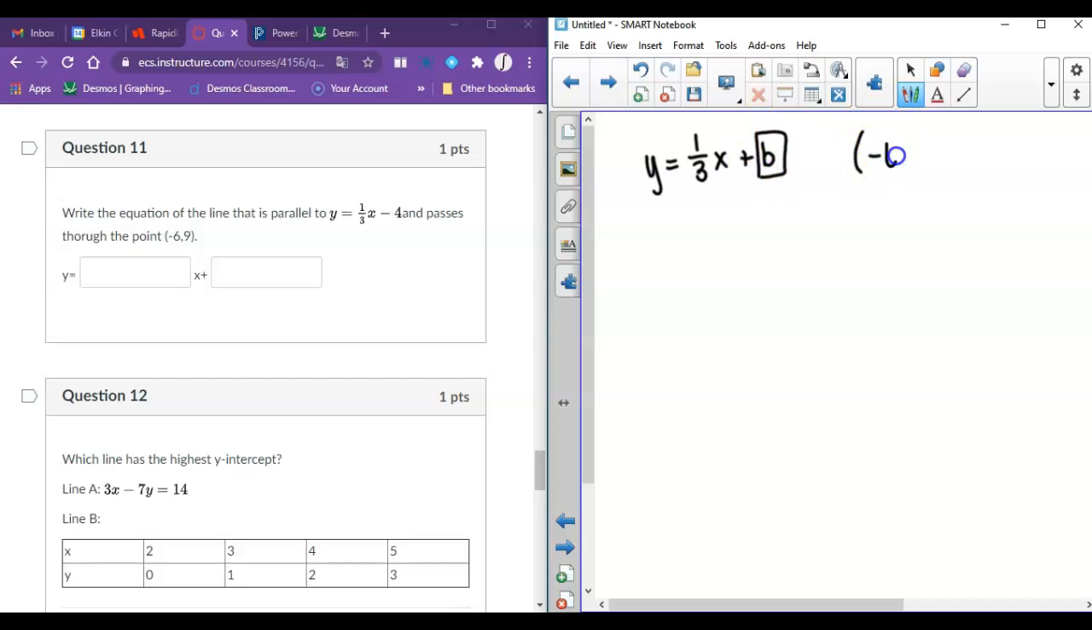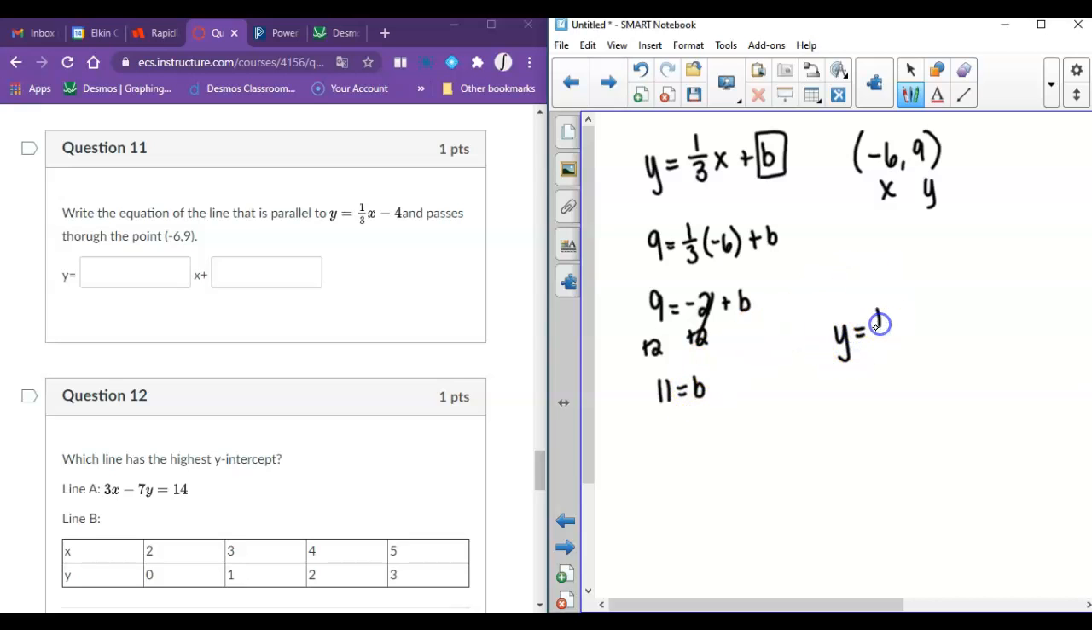So we're going to take our point, negative 6, 9, where negative 6 is our x-coordinate and 9 is our y-coordinate. We're going to plug this in. So 9 goes in here for the y, and negative 6 goes for the x, and we put the plus b here. 1/3 times negative 6 is negative 2. And the last step is to add that 2 to get b by itself. So 11 is going to equal b, and that is our y-intercept. Our equation is going to be y equals 1/3 x plus 11.